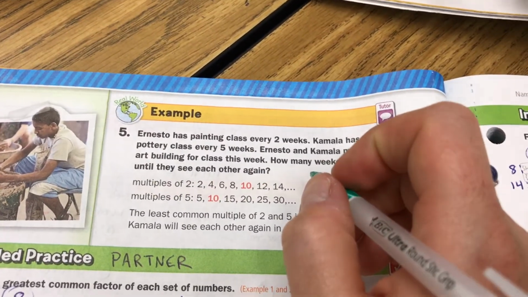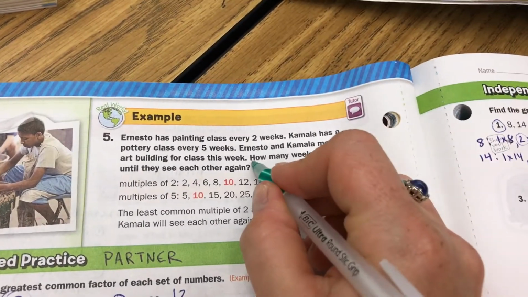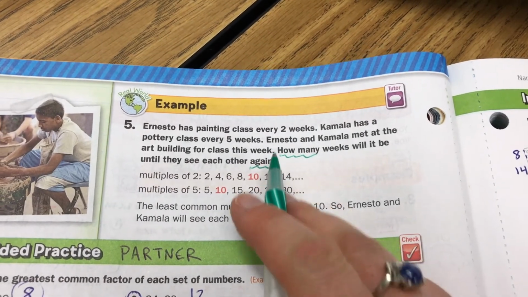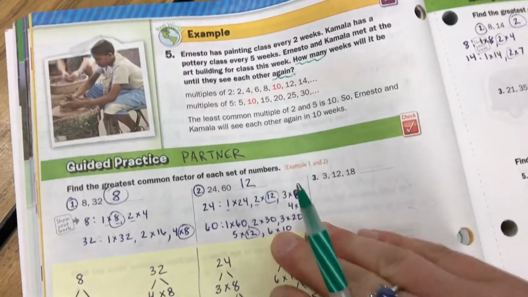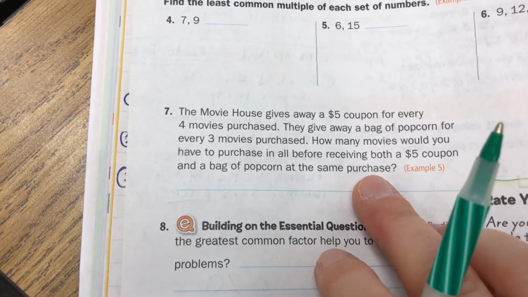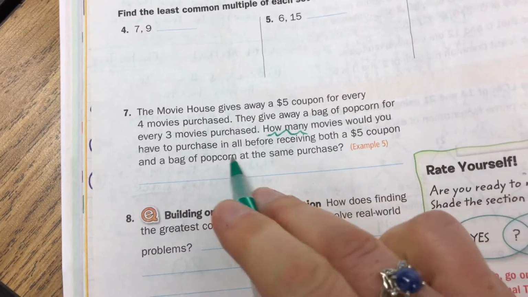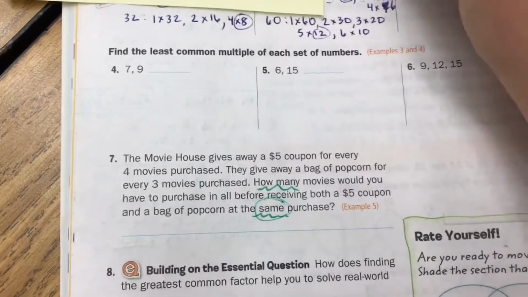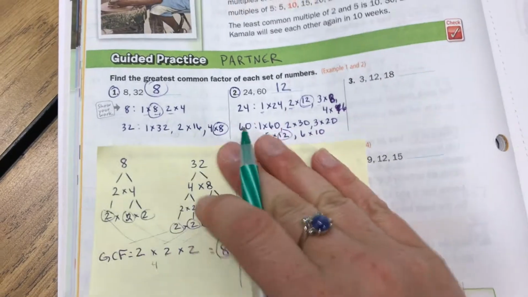These are the key words you're looking for. Ready? You're looking for in the question where it's something like how many until this happens again? How many until they see each other again? That's the key word that you're looking for. You're going to see that again later, like down here. You're going to see these keywords in number 7 in the guided practice where it talks about how many movies before you get this again situation. Before it repeats, that would be another word.